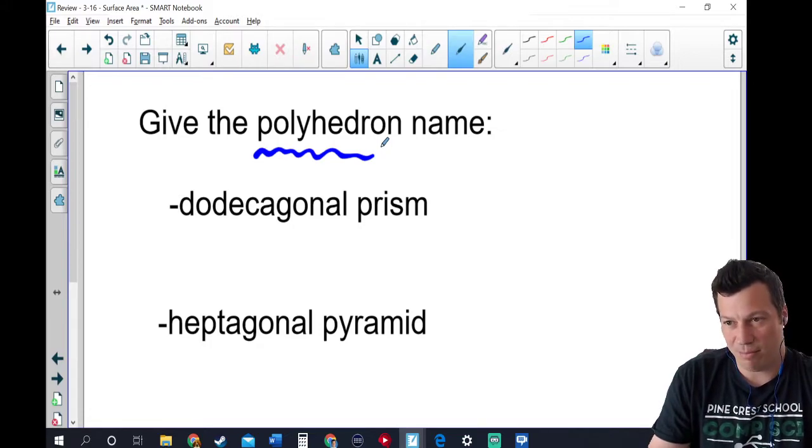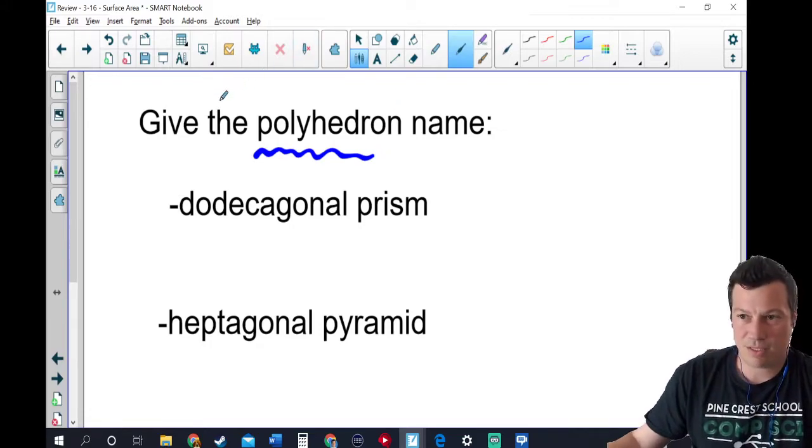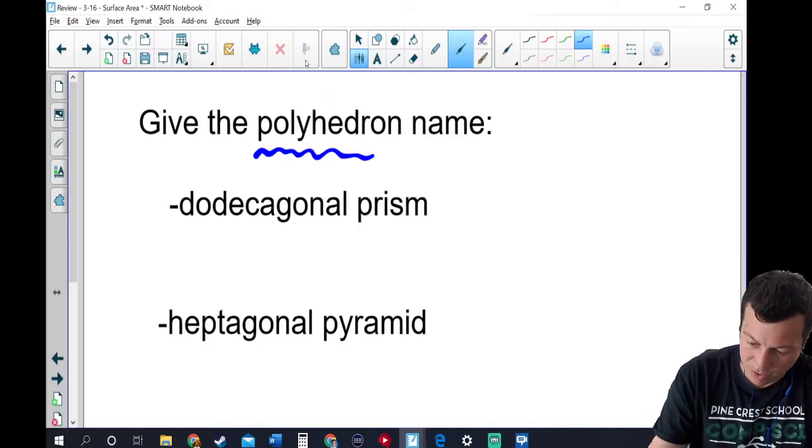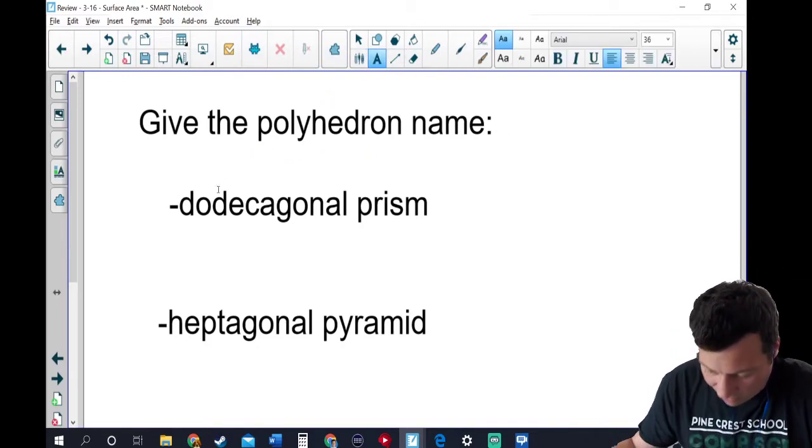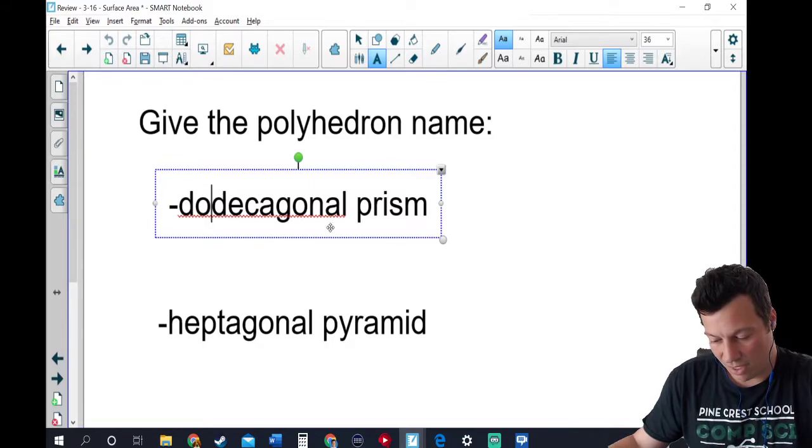So it's polyhedron name. Man, I should have gone the other way with that. This is good. We can change this. We have the technology.